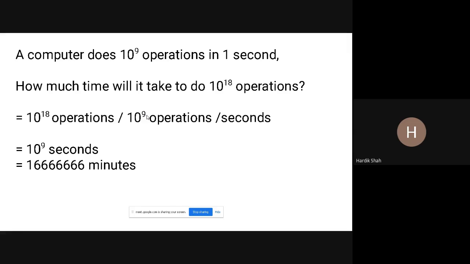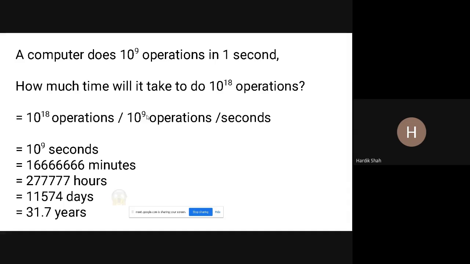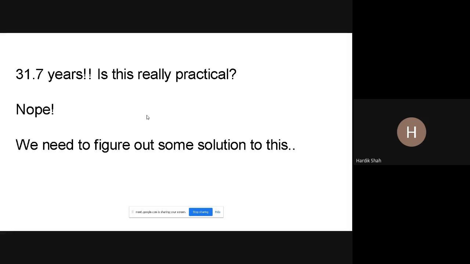And that is a lot of minutes, a lot of hours, a lot of days, which in total comes down to 31.7 years just to do what? Find a SIM card linked with its Aadhaar card, right? And that is no way practical at all. So we need to find a better solution for this.